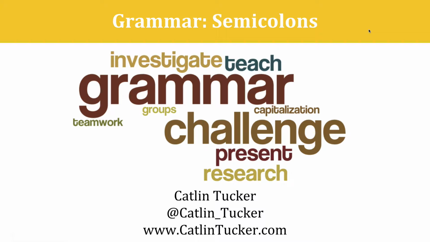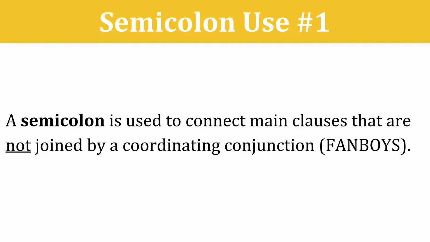Today we're going to talk about the four main uses of the semicolon. The first use is to connect two main clauses that are not joined by a coordinating conjunction, which are the fanboys we talked about last video in the comma and compound sentence video. So main clauses, as a review, are clauses that can stand on their own. They're basically a sentence. They have a subject, which is the person, place, or thing that's doing something, and a predicate, which tells what the subject is doing and contains the verb.